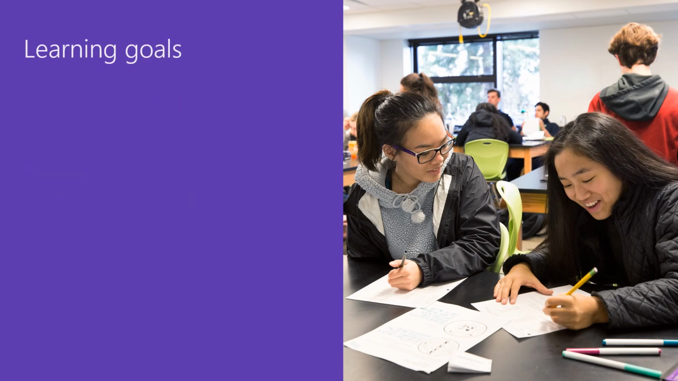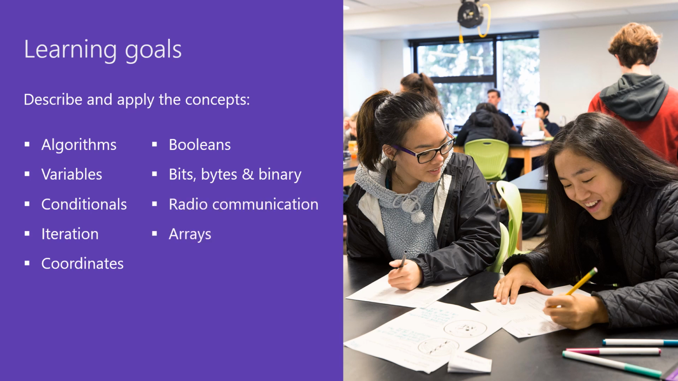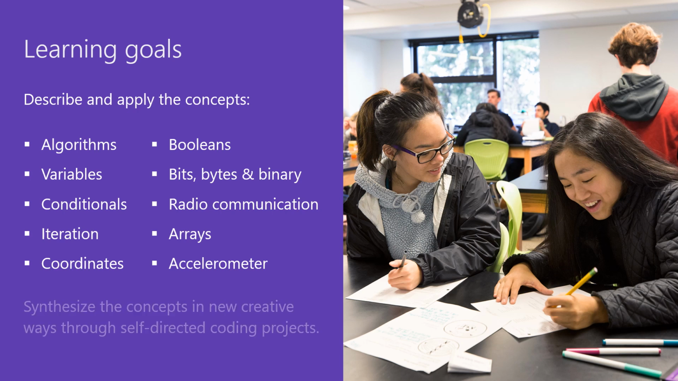Now, by the end of this course, students will be able to describe and apply the following coding concepts. We're going to cover algorithms, variables, conditionals, iteration, coordinates, booleans, bits, bytes, and binary, radio communication, arrays, and the accelerometer. And students will demonstrate that they can synthesize those concepts and apply them in new creative ways through these self-directed independent coding projects. And you'll find the unit-specific learning goals in the unit summary section of the course overview guide and in each educator guide as well.